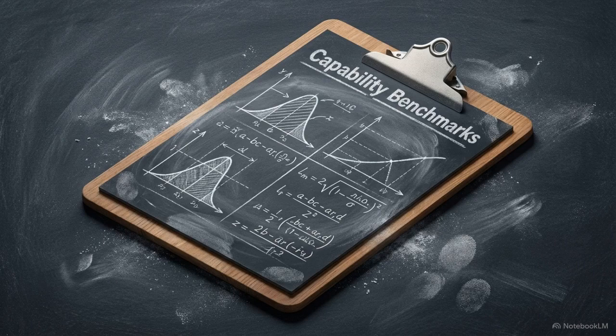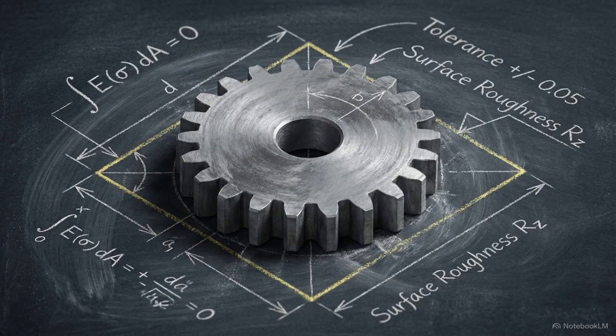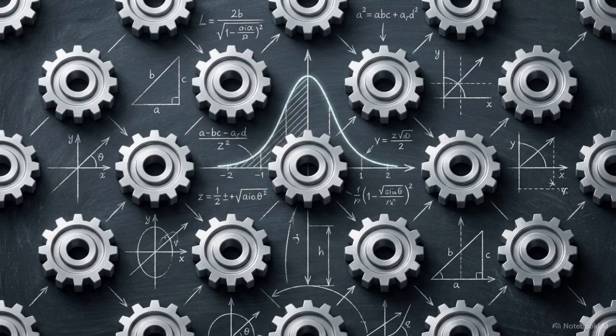Manufacturing standards use clear benchmarks for this score. A Cp of less than 1 means the process is incapable of meeting specifications. Exactly 1 is borderline. A score of 1.33 or higher indicates a capable, good process. However, Cp only measures potential capability.